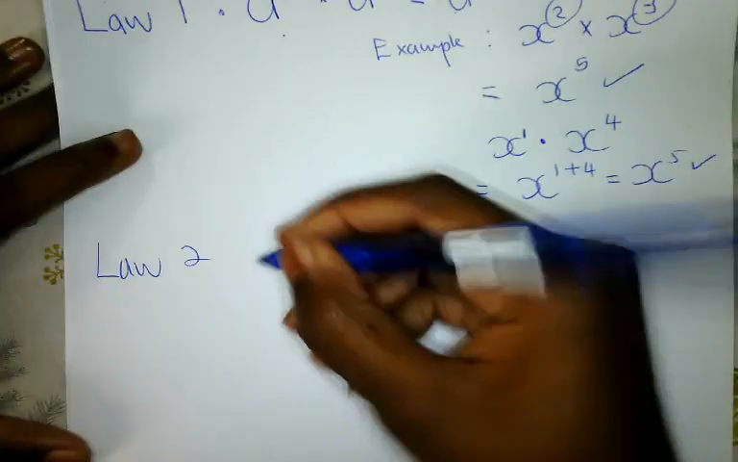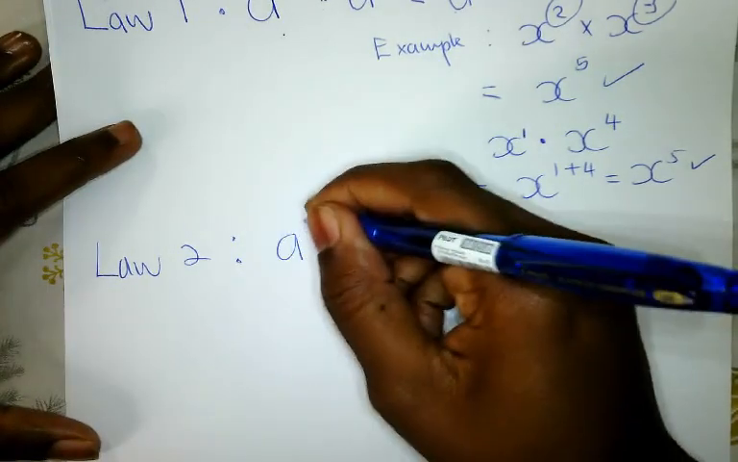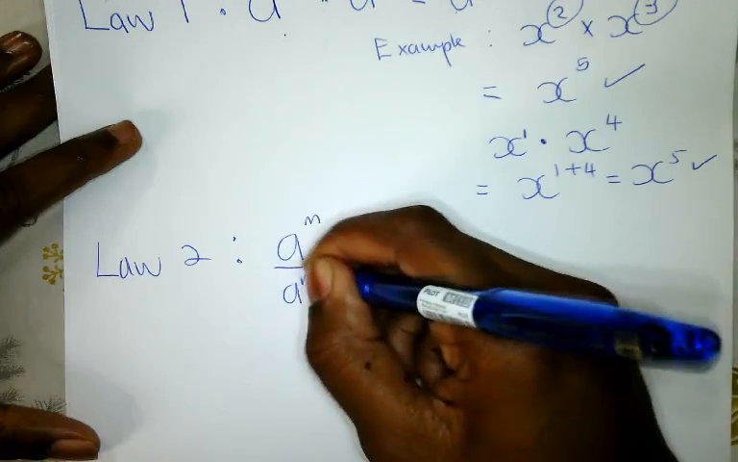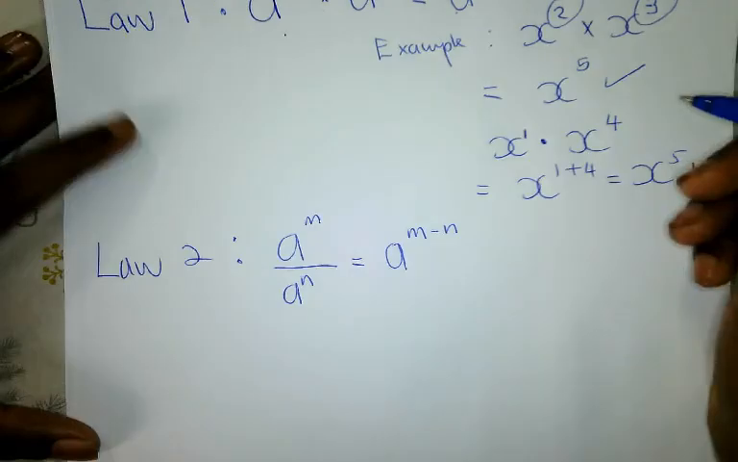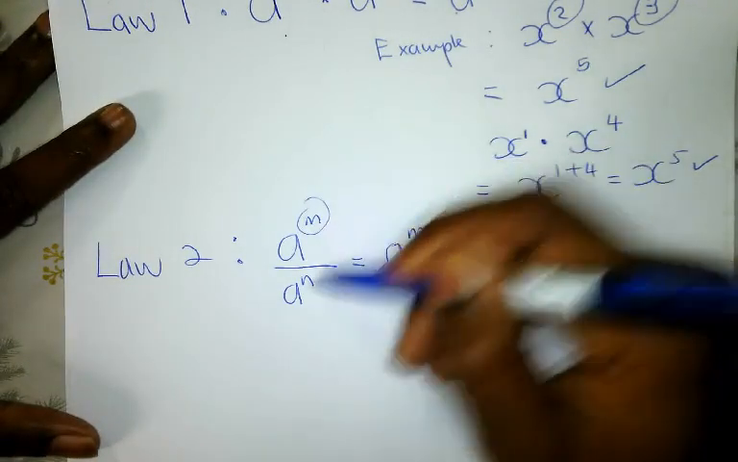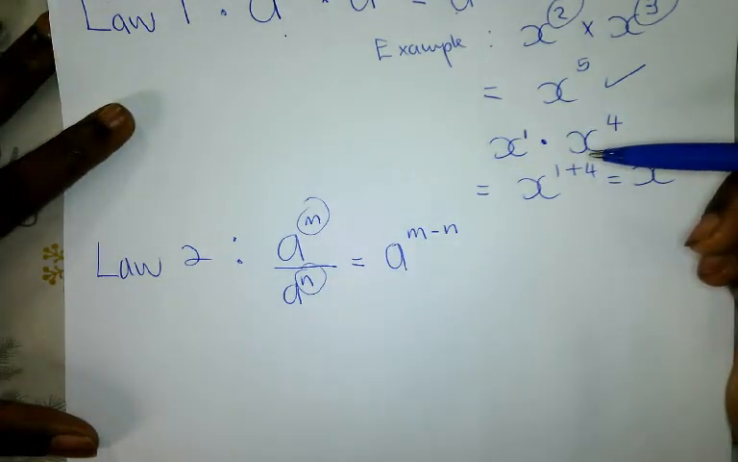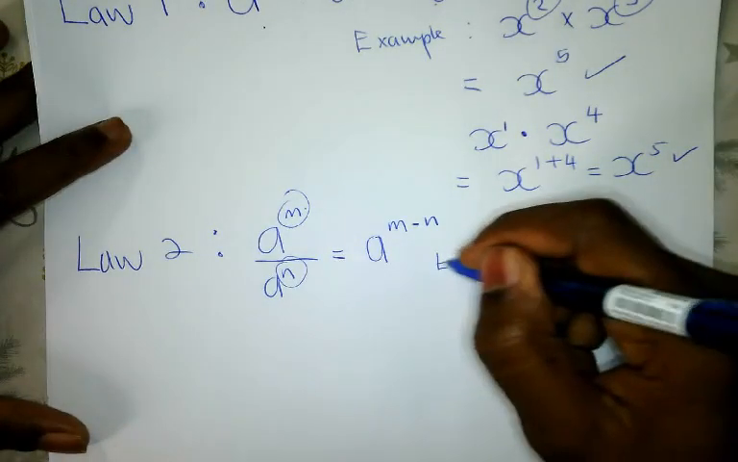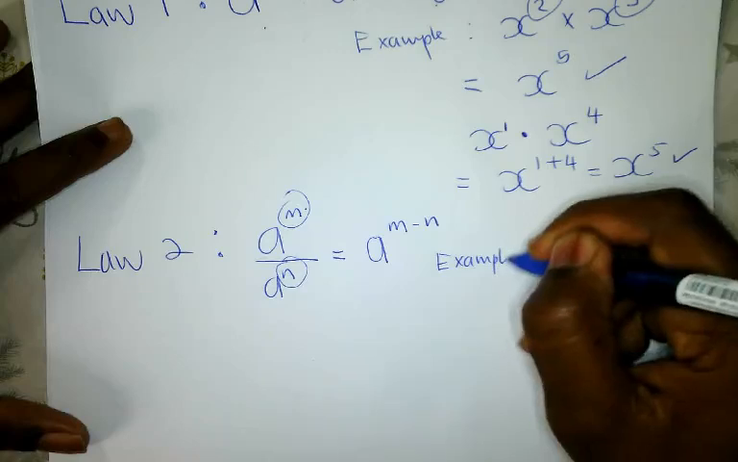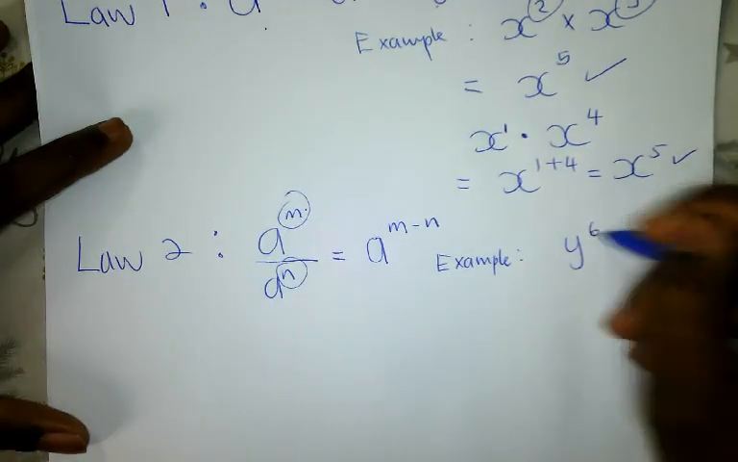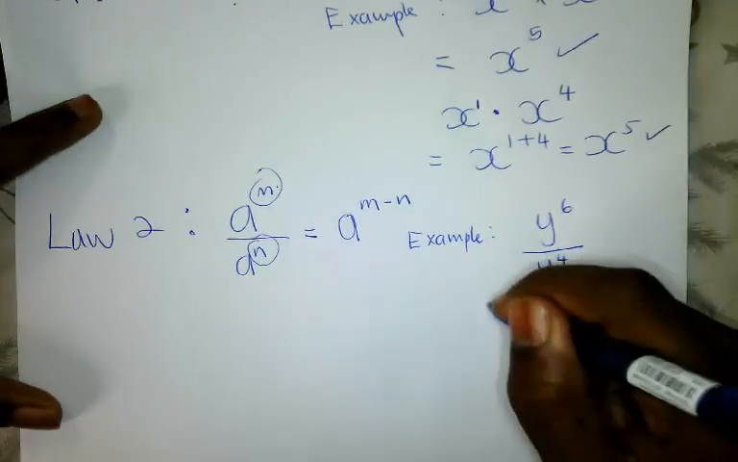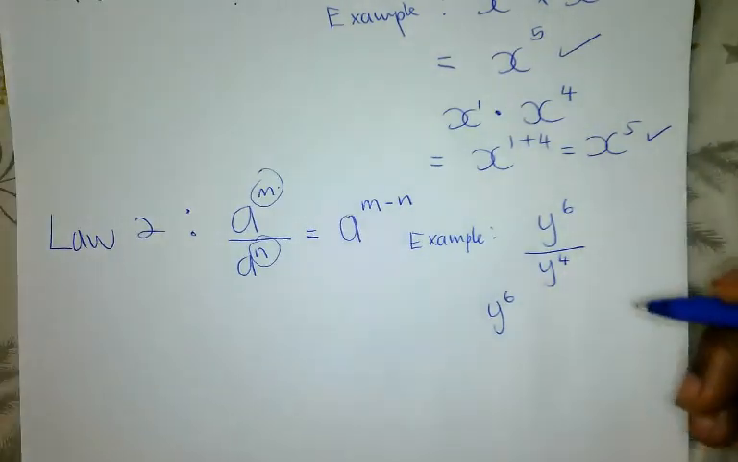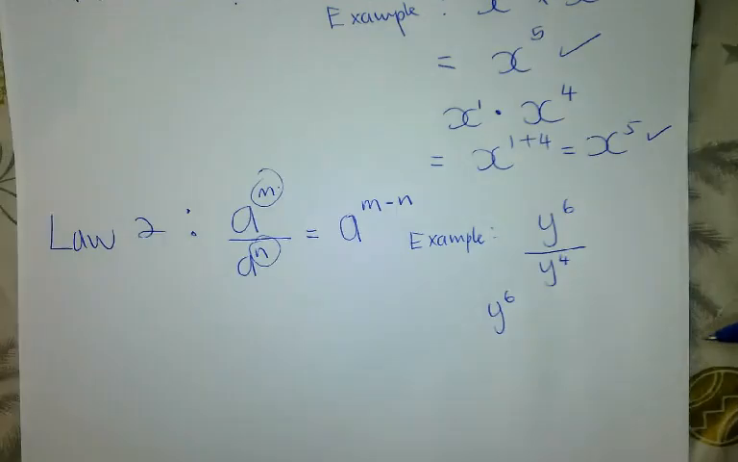Law number 2 says, when dividing powers of the same base, we subtract the exponents. So this would be m minus n. Always the top one minus the bottom one, even if the top one is smaller than the bottom one. So an example will be: if you are given y^6 over y^4, you must always show your workings on your test.